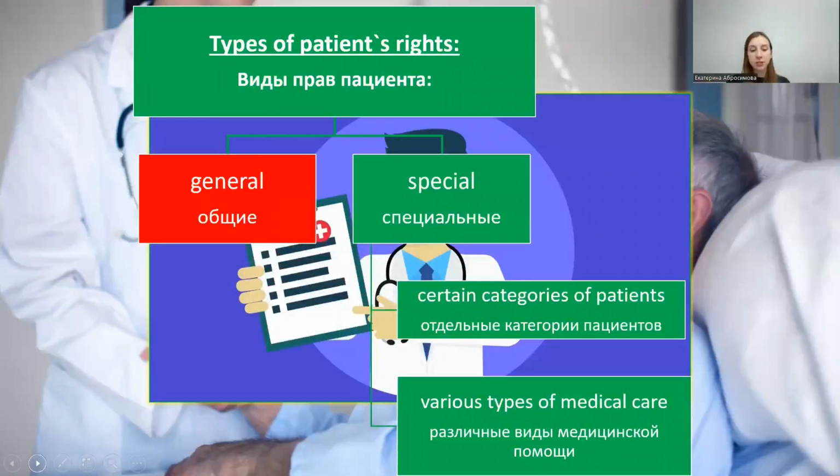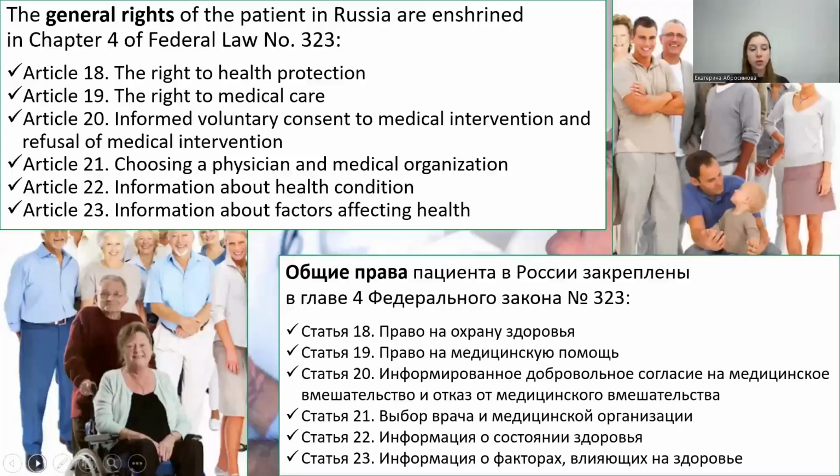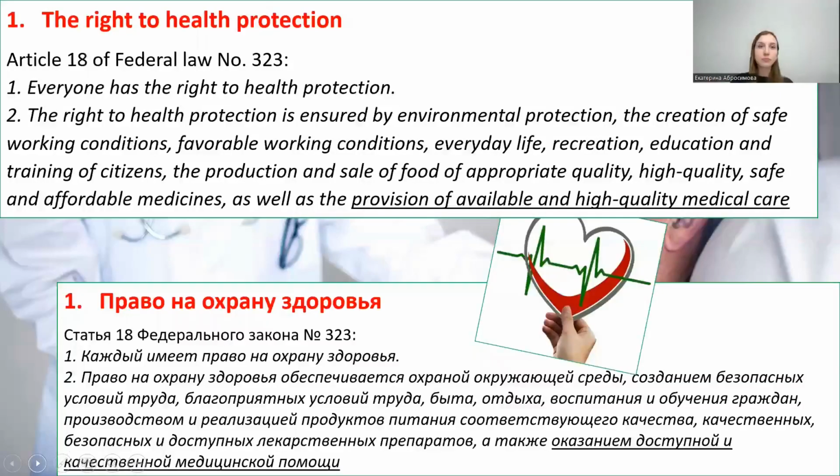The general rights of the patients in Russia are enshrined in Chapter 4 of Federal Law number 323. These rights include the right to health protection, the right to medical care, informed voluntary consent to medical intervention and refusal of medical intervention, choosing of a physician and medical organization, information about health condition, information about factors affecting health. Let's consider these rights in more detail.